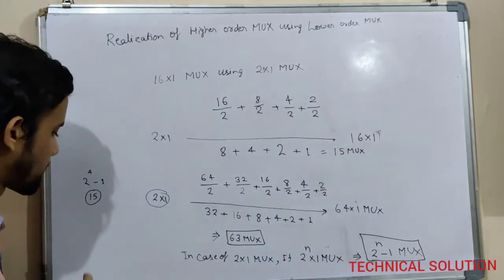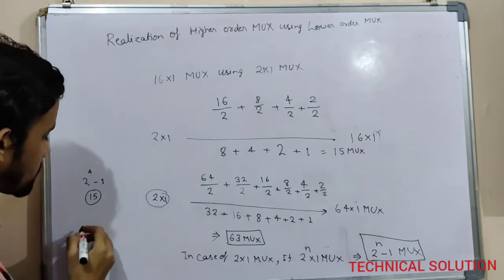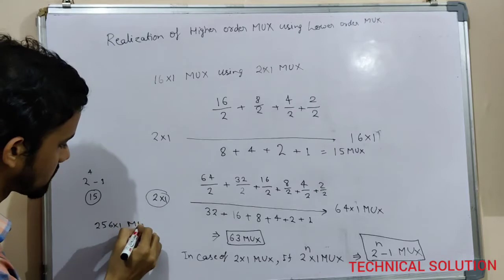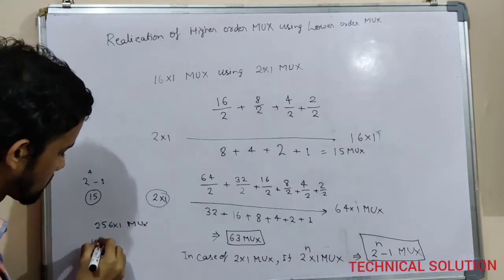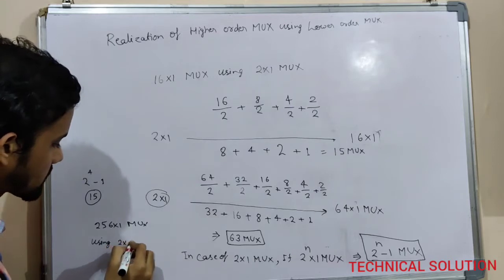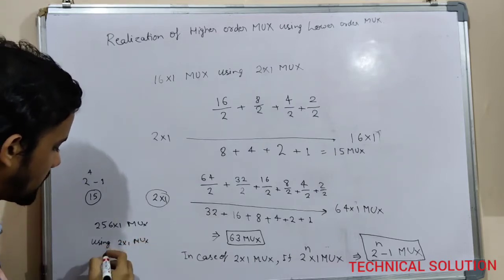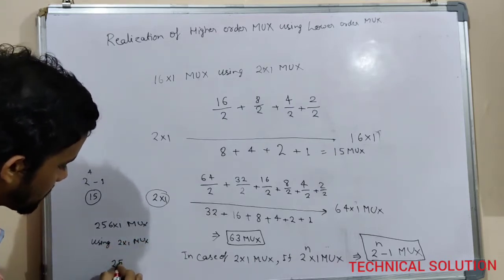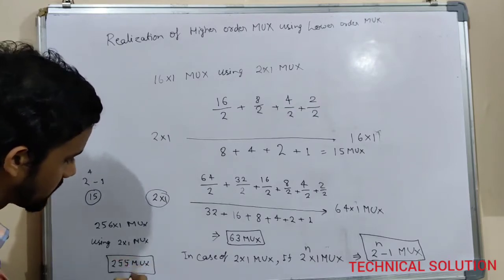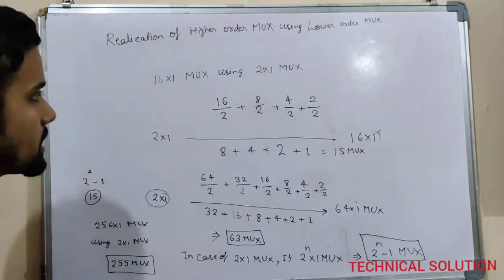Likewise, if you want to design a 256x1 mux using 2x1 mux, then we require 255 mux. This is valid only for 2x1 mux.